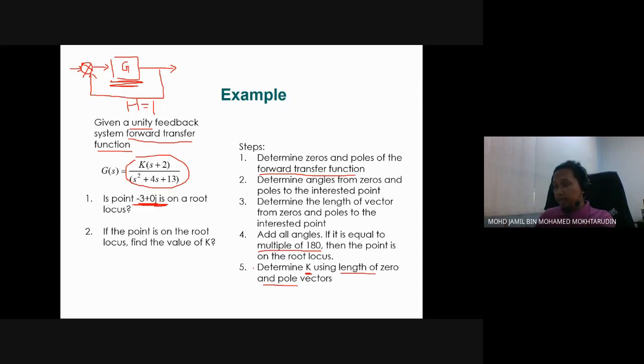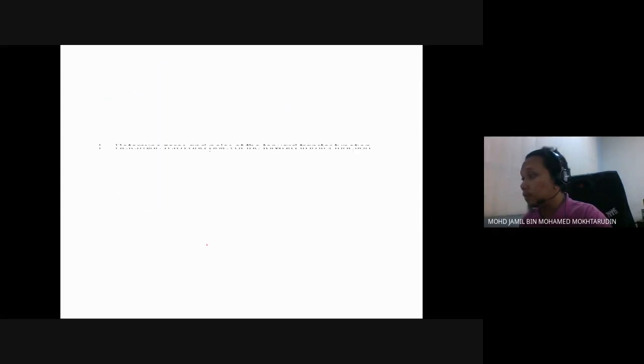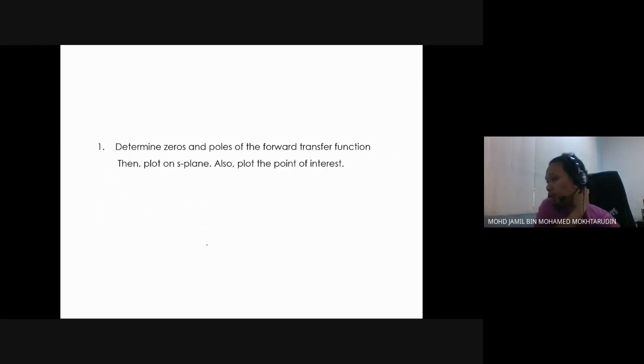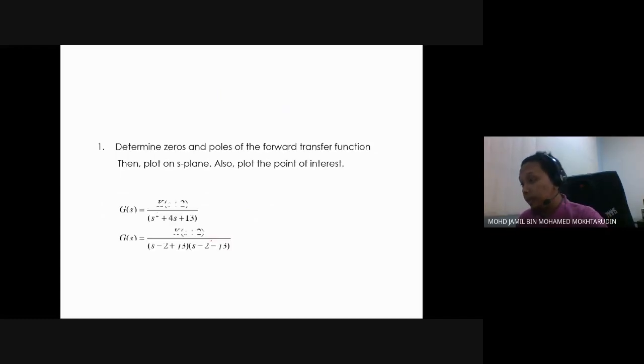Okay, so let's look at an example. This example shows how we can determine whether this point is on the root locus and the value of k. The first step is to determine the zeros and poles of the forward transfer function and then plot them on the s-plane. And then also plot the point of interest. The point of interest just now is -3 plus 0j.